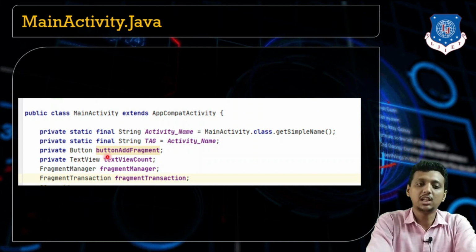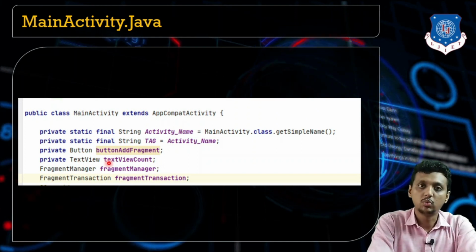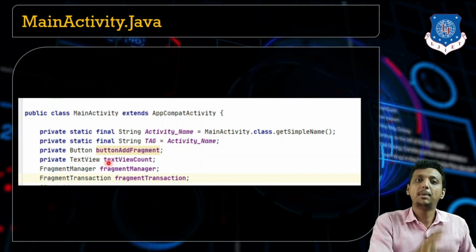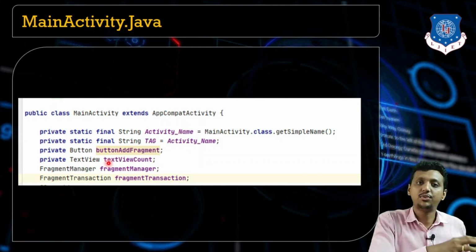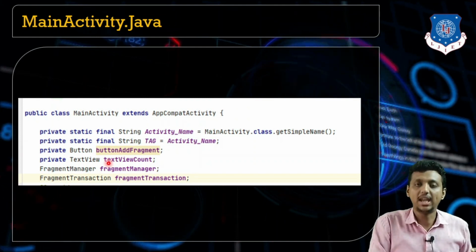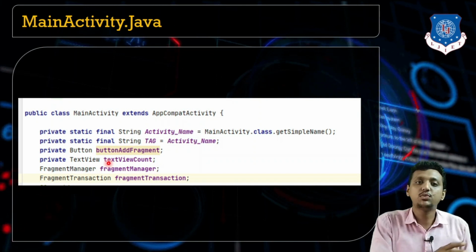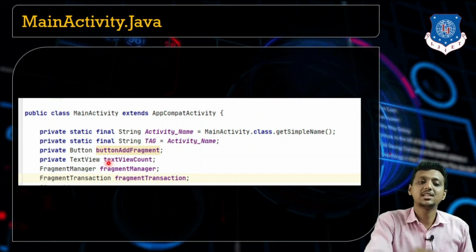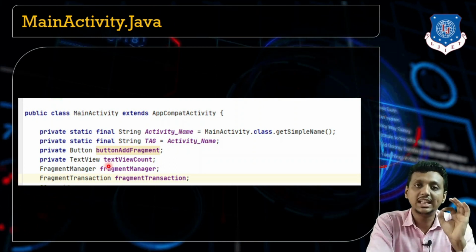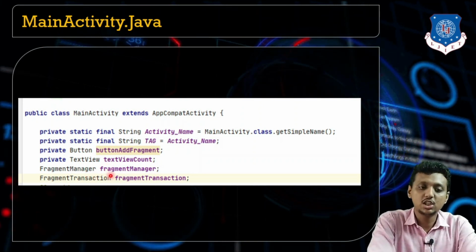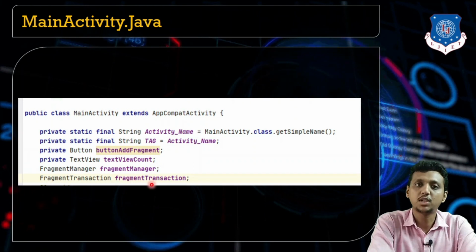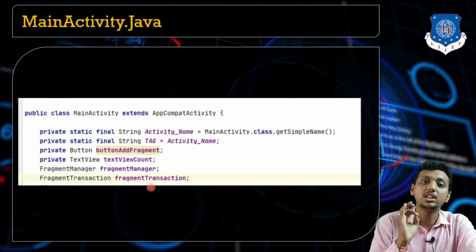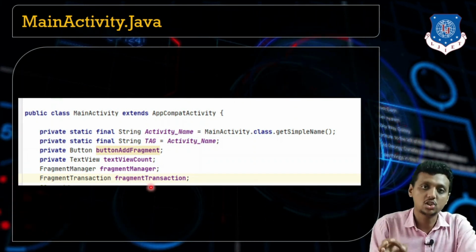Here I'm taking a button, then the text view. Why? We need to take the button identity from the layout over to this Java file. Same like that, the text view. As well as I am declaring the fragment manager object and the fragment transaction object over here. See, these are not initialization. This is just a declaration.